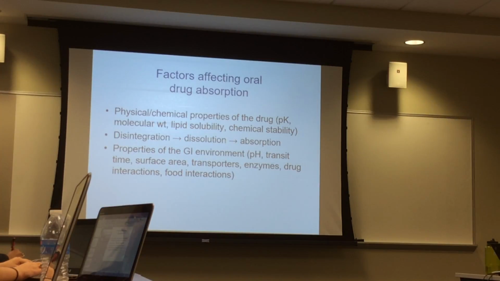Also, the properties of the GI environment. If you start from the beginning of the mouth until the end of the GI, it's not one pH, and we have a slide for that. Every part of the GI has its own pH numbers that will affect which drug gets absorbed from which part of the GI. The transit time: how fast the stomach is emptying its content.